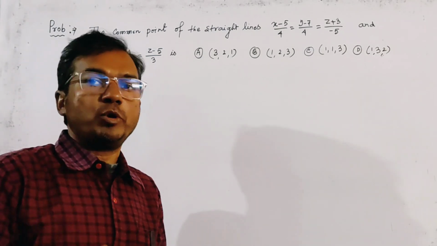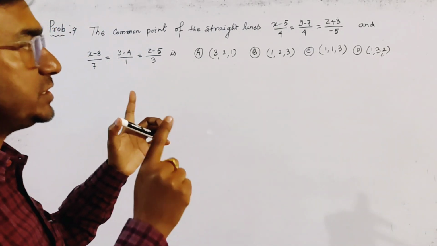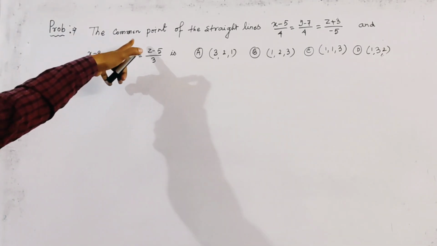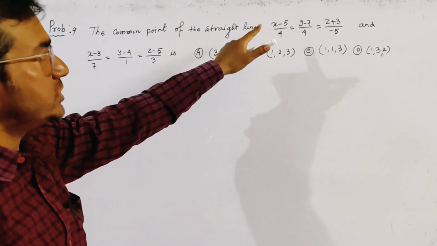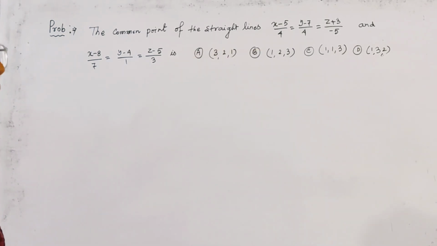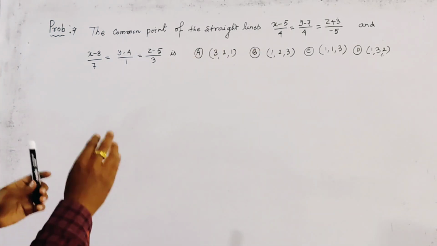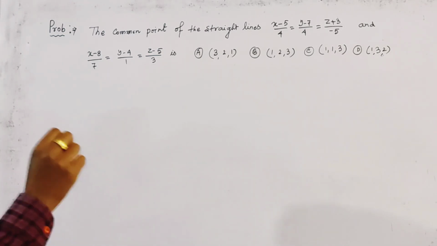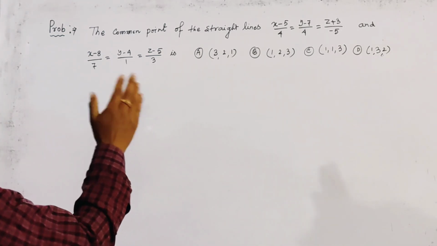A very easy problem from straight line in 3 dimension, and the problem is the common point of the straight lines which are given by this and this, with 4 options given. So we have to find the common point of the straight lines, or the point of intersection of these two straight lines.